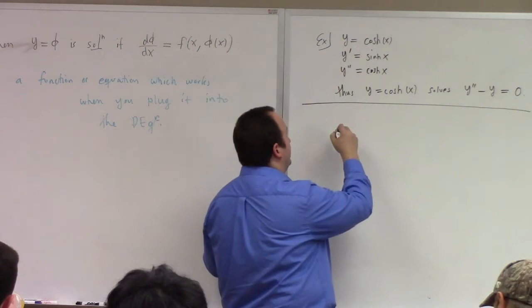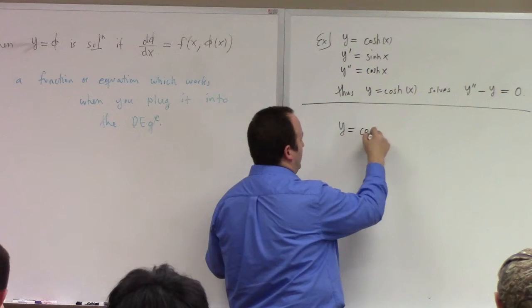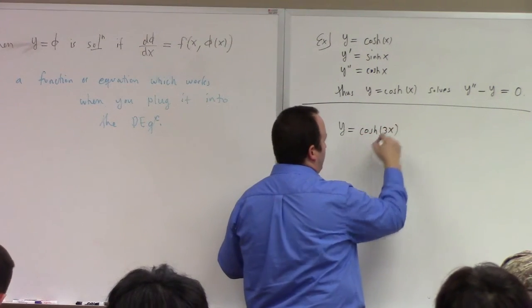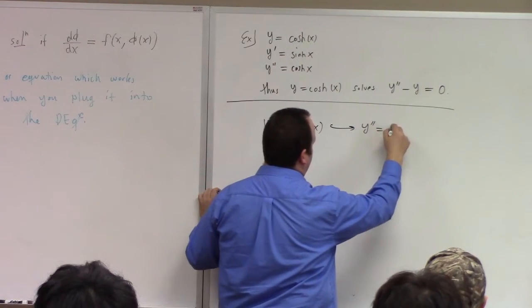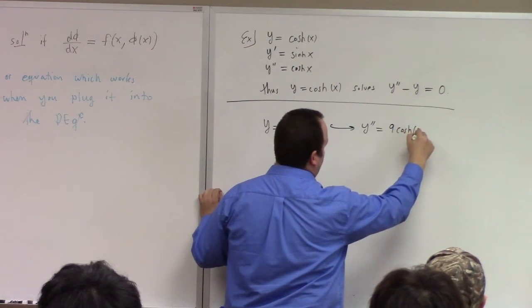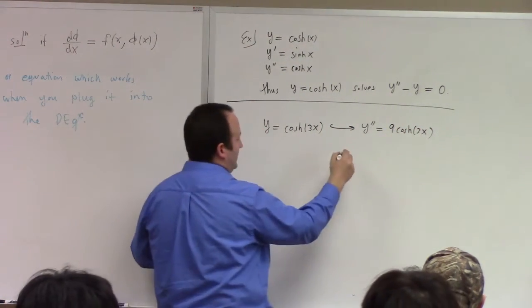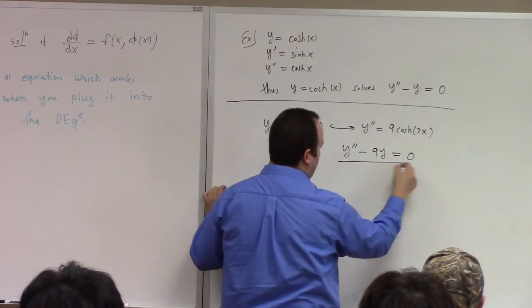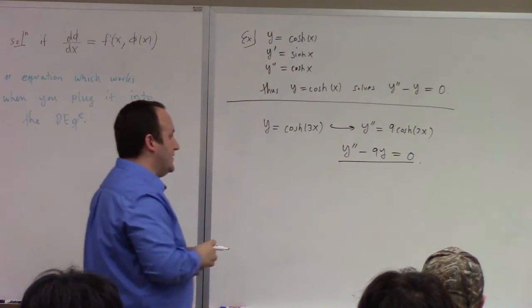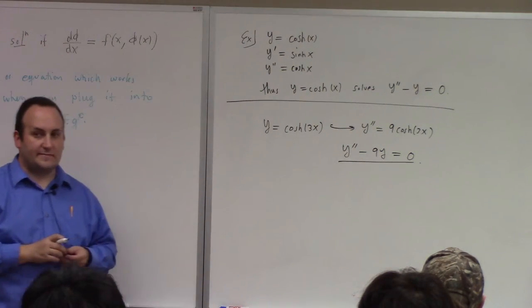Very good. If you had y equals something like cosh 3x, then you can calculate that y prime prime is 9 cosh 3x. So this would be a solution of y prime prime minus 9y equals 0. And also sinh of 3x is a solution to that.